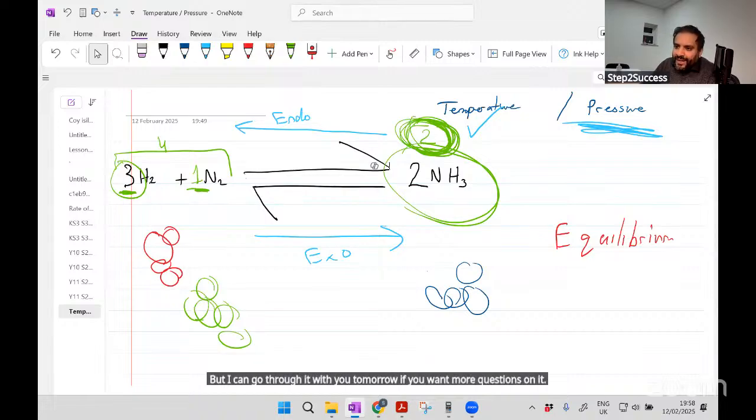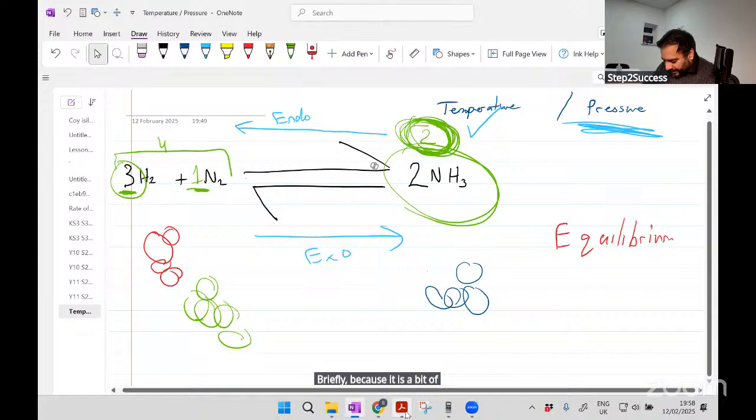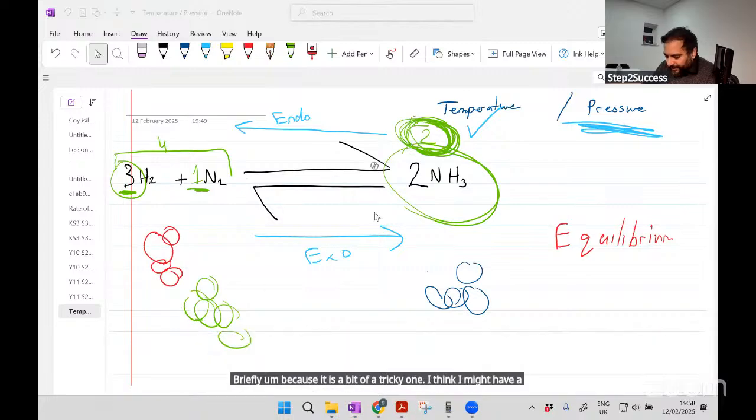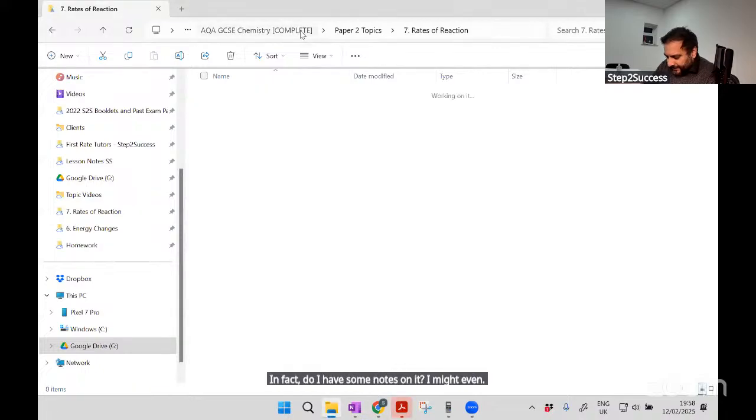And then chemistry paper 1 topics like hydrogen fuel cells. Let me just do hydrogen fuel cells briefly, because it is a bit of a tricky one. I think I might have a textbook open, so I'm just going to go straight to the textbook for this. In fact, do I have some notes on it?